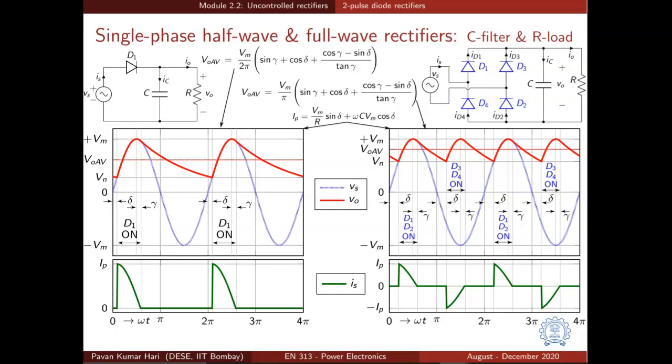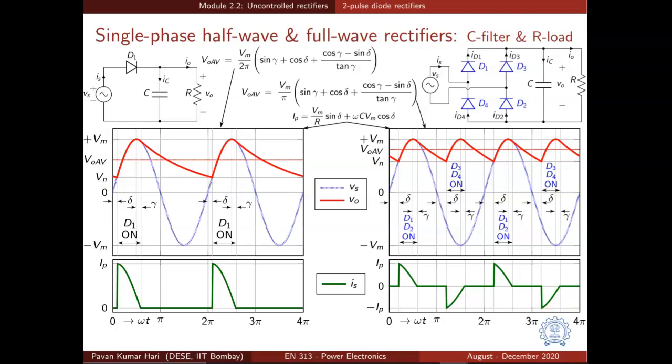What happens when we have an RC connection on the output side? That is, we have a C filter and R load. Again, we know that the diodes that can conduct in the bridge rectifier when the source voltage is positive are D1 and D2, and the diodes that can conduct in the negative half are D3 and D4.